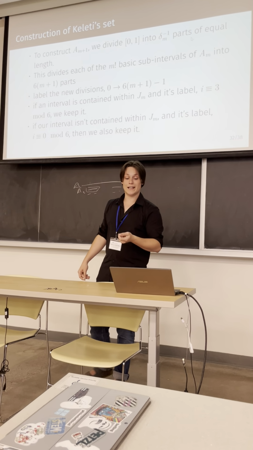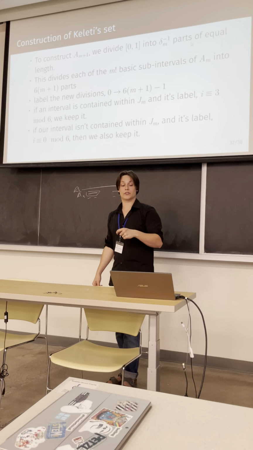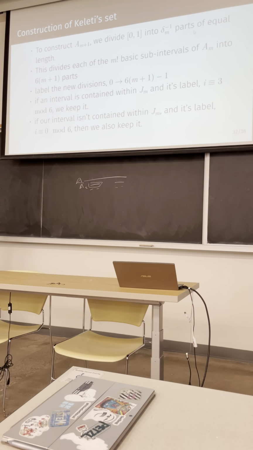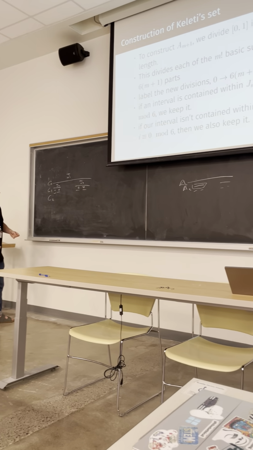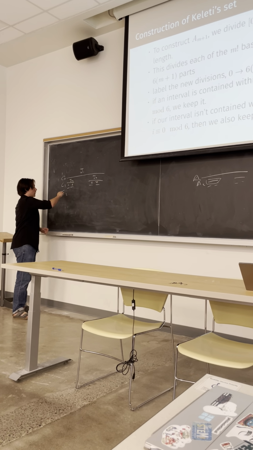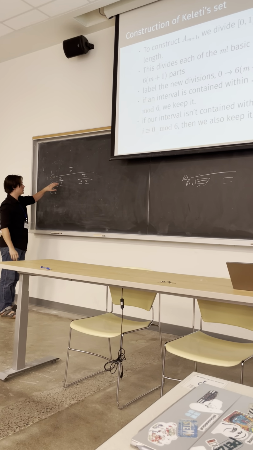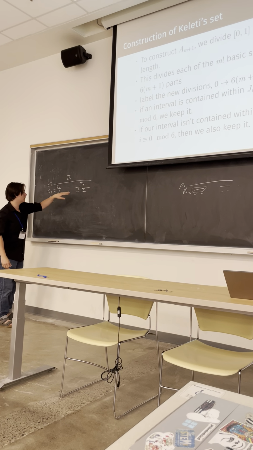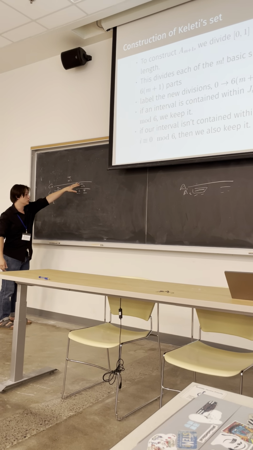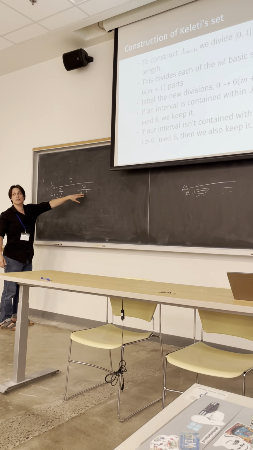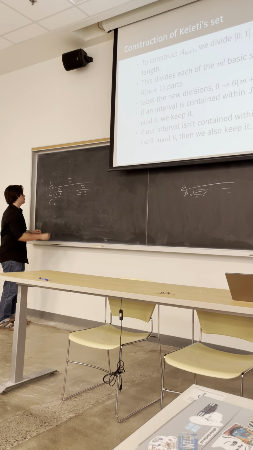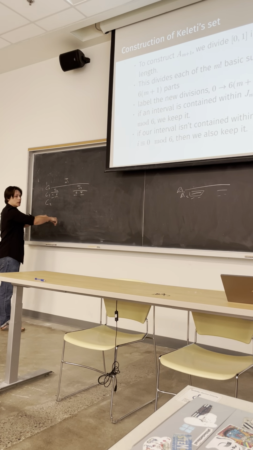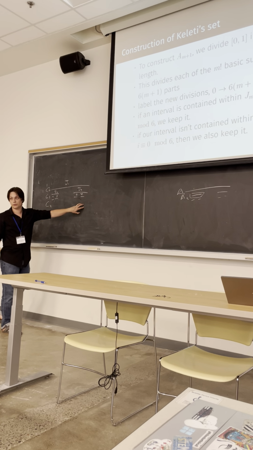Now, if an interval is contained within Jm and its label i is congruent to 3 mod 6, we keep it. What that means, in this example, it's easier to draw out the middle thirds Cantor set. When creating C2, if we are under J2, we use the 3 mod 6 rule. But when splitting up J3, since we're constructing C2, we don't use the 3 mod 6 rule, we now use the 0 mod 6 rule. When constructing C4, we're going to jump to J3, so everything over here we use the 0 mod 6 rule, and over here we use the 3 mod 6 rule.